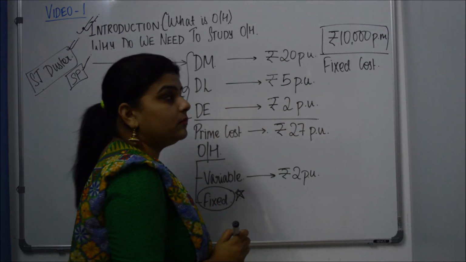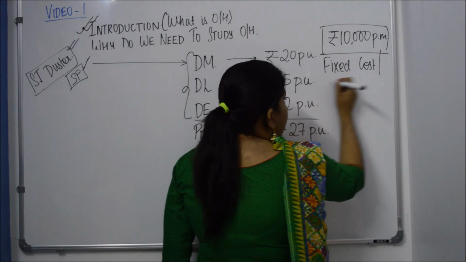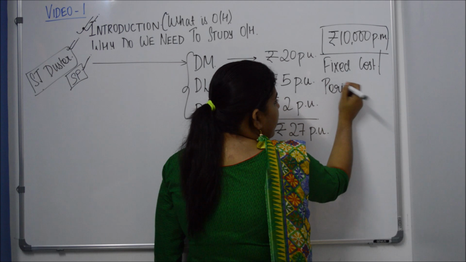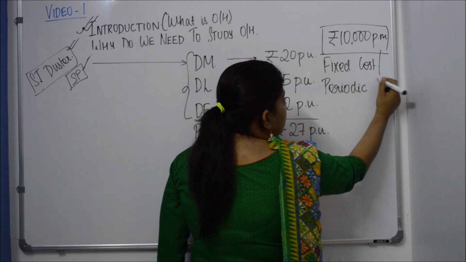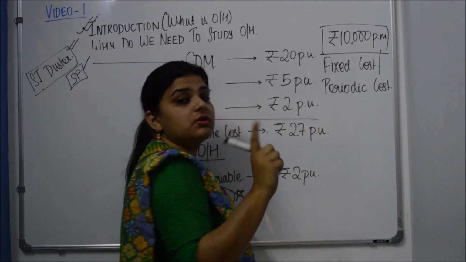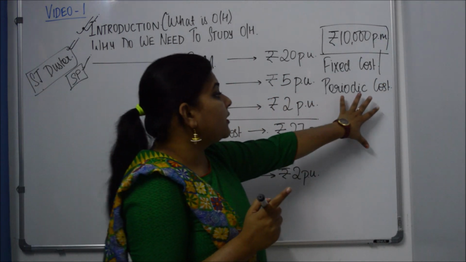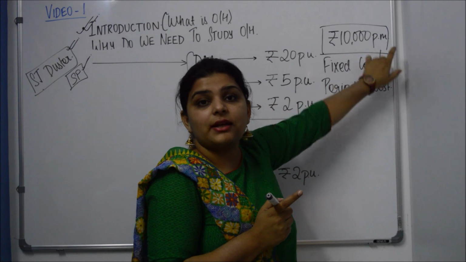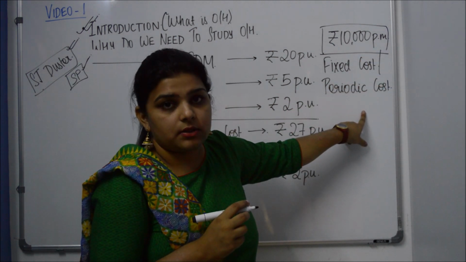Also, this is my periodic cost. Why do I call it a periodic cost? Because it changes with the change in period, not with the change in output. It is a per month cost. That is why it is a periodic cost.